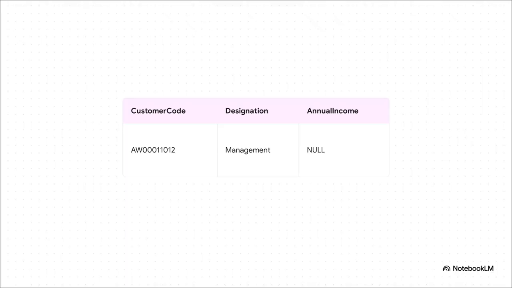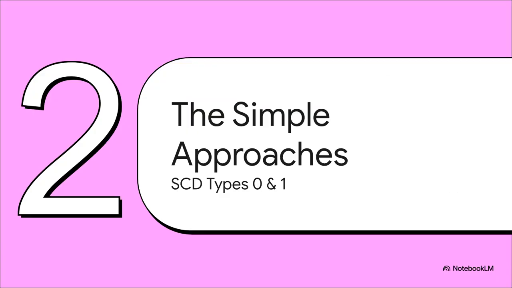Okay, here is Alex's initial record in our customer table. He's got his unique customer code, his designation is management, but notice his annual income is null. That just means the system doesn't have that information yet. This is our starting point, ground zero. All right, let's start with the most basic tools in the SCD toolkit. These are really the simplest ways to handle data changes, and they're known as type 0 and type 1.